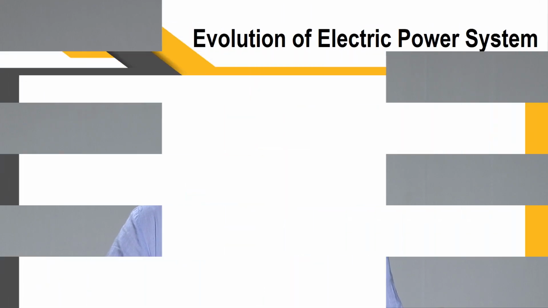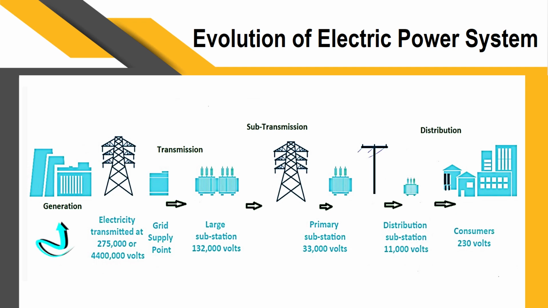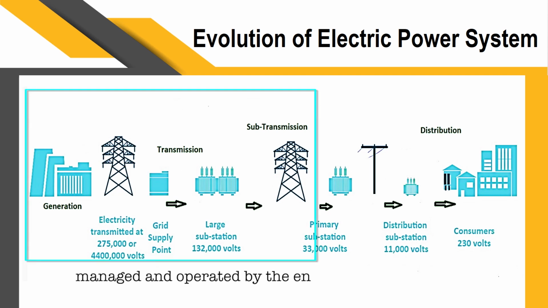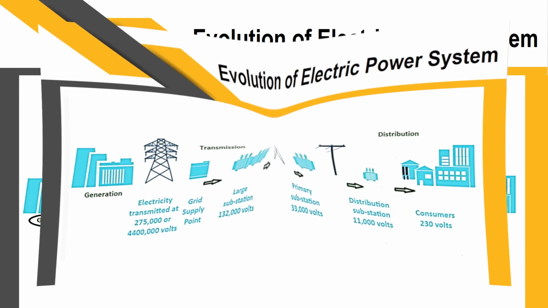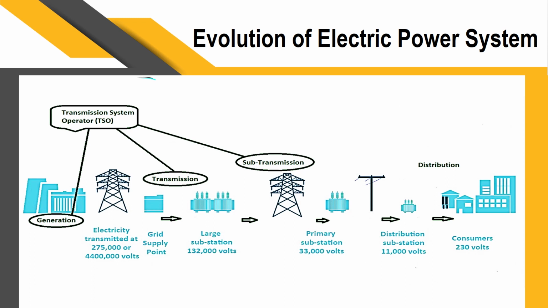Now conventionally, these three levels, that is generation, transmission and sub-transmission network level, are managed and operated by the entity known as the transmission system operator, that is TSO. This TSO gets the data from these three levels of the power system, and from the gathered data, based on the targeted applications and their output, he will decide and take some corrective or preventive actions.